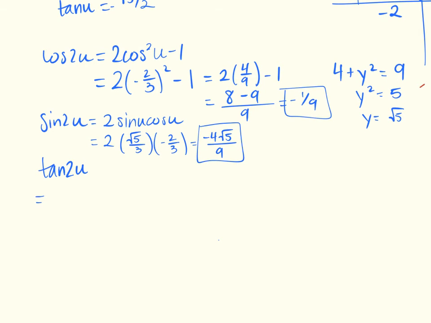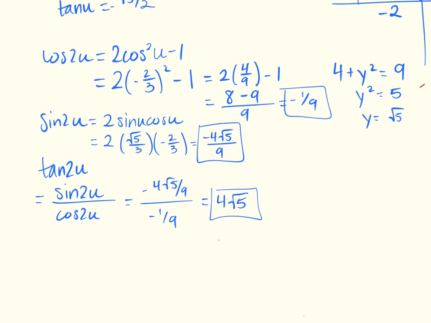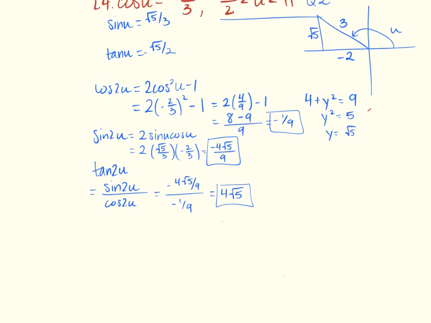For tangent of 2u, I'm going to use the quotient identity to state that tangent of 2u is equal to sine of 2u over cosine of 2u. So this will be negative 4 root 5 over 9 over negative 1/9. So this is going to end up being 4 root 5. And those are my answers.